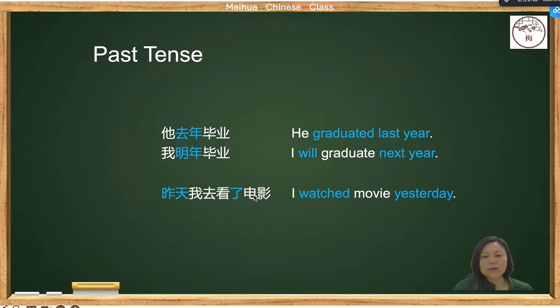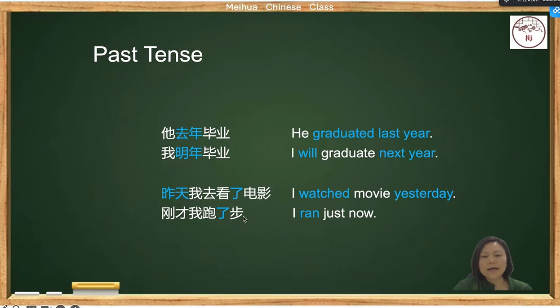昨天我去看了电影. Okay, we find the time here in the sentence. 昨天 means yesterday. 我去看了电影了. Okay, see, we have a 了 after the verb and before the object. So it's about something that happened in the past. And also, again, we see this time word. It's about yesterday. So I should use the past tense. I watched the movie yesterday.